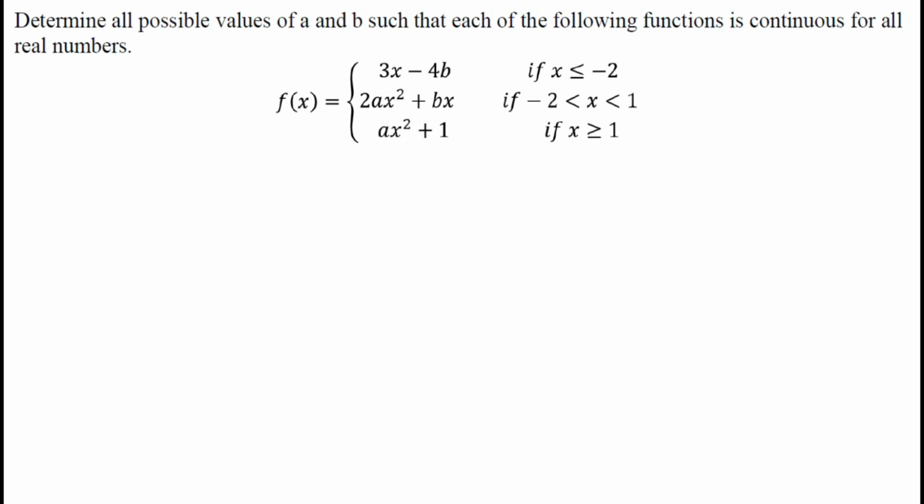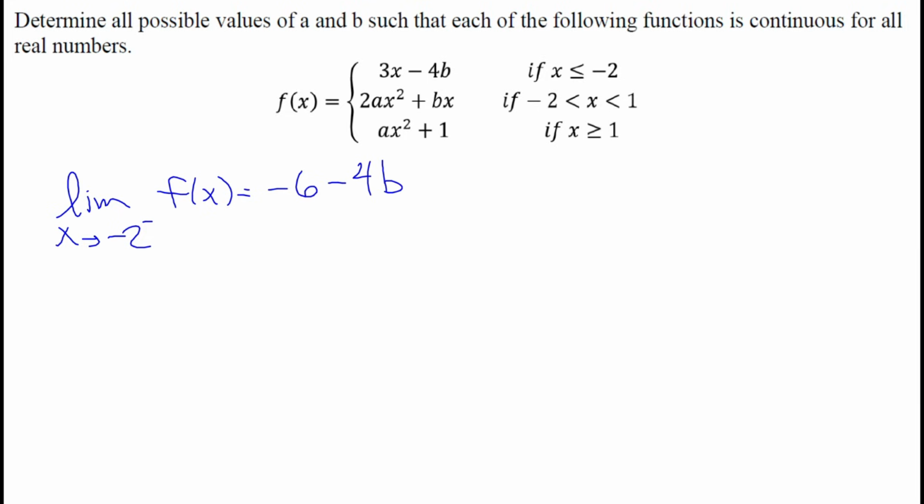And we just got 2 more here to go, and we'll be finished with this assignment. So we'll do a limit as x approaches -2 from the left of f of x, which will be, in this case, 3x minus 4b, right? So we've got 3 times -2 is -6 minus 4b. I should probably write the -6 minus 4b, right?